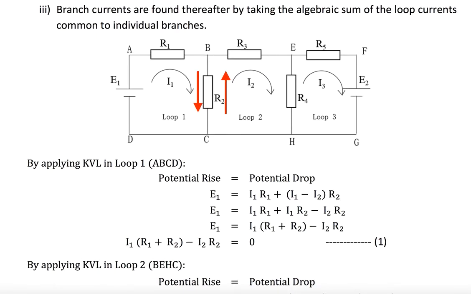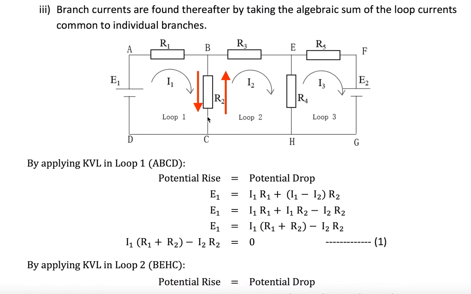You need not indicate the current directions every time, right? See, BHC is the loop, or the mesh, we consider. Apply KVL. The current is I2 here, I2 into R3. Is that correct? Yes, I2 into R3. I2 minus I3 into R4. See, we are going in the loop direction. I2 is positive, I3 is coming in the other direction. So I2 minus I3 into R4.